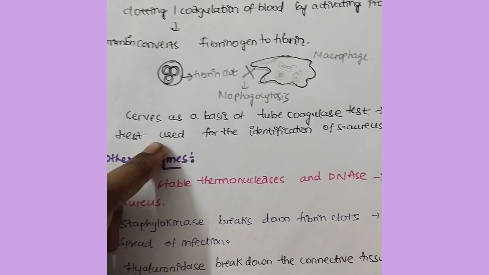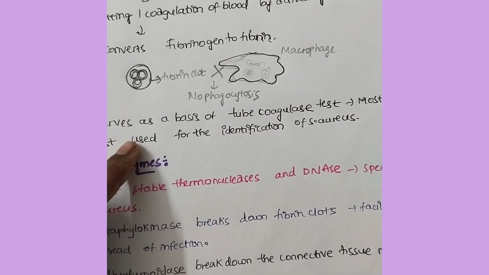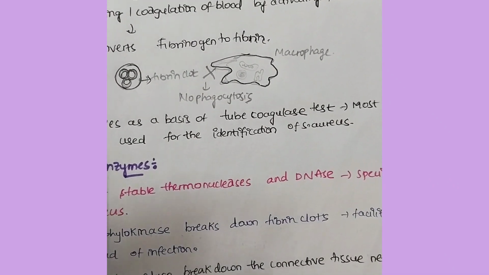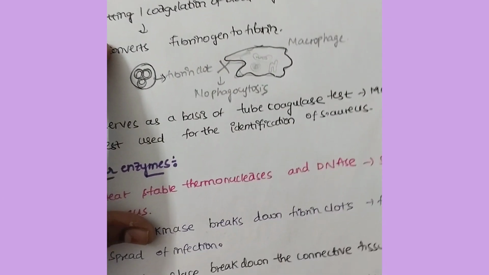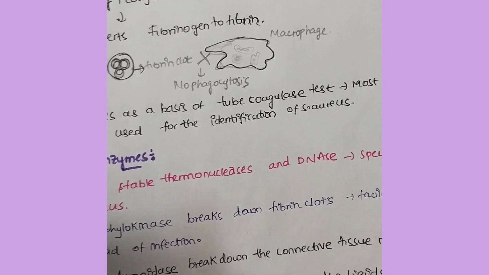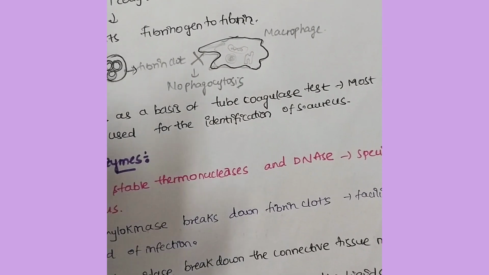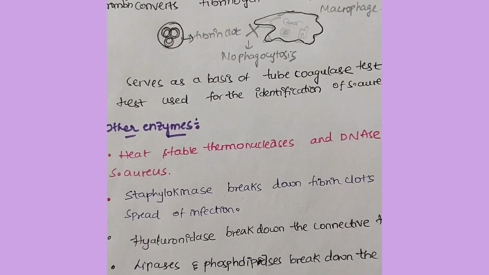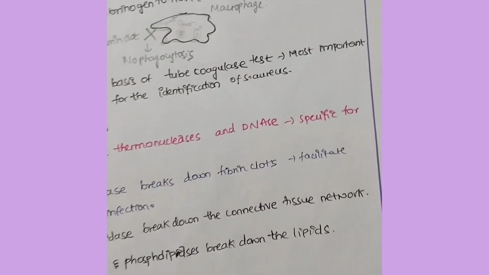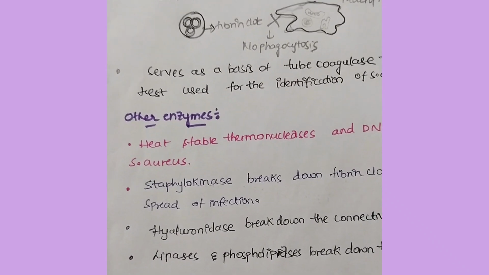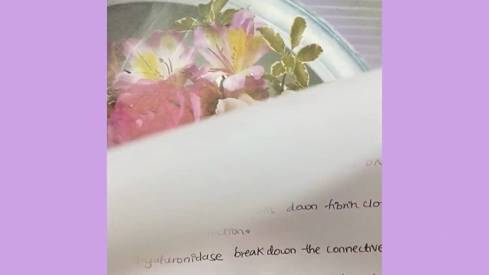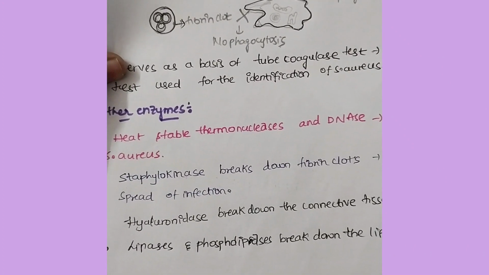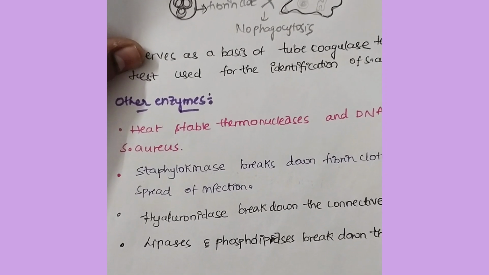This is the most important test used for the identification of Staphylococcus aureus. Normally in the tube coagulation test, if there is no Staphylococcus aureus, it will be milk colored. If it is there, due to clot formation, if you invert it, the flow won't be there after inversion. Other enzymes are heat stable thermonuclease and DNase, which are specific for Staphylococcus aureus. Only Staphylococcus aureus contains these enzymes. Remaining species won't contain these.